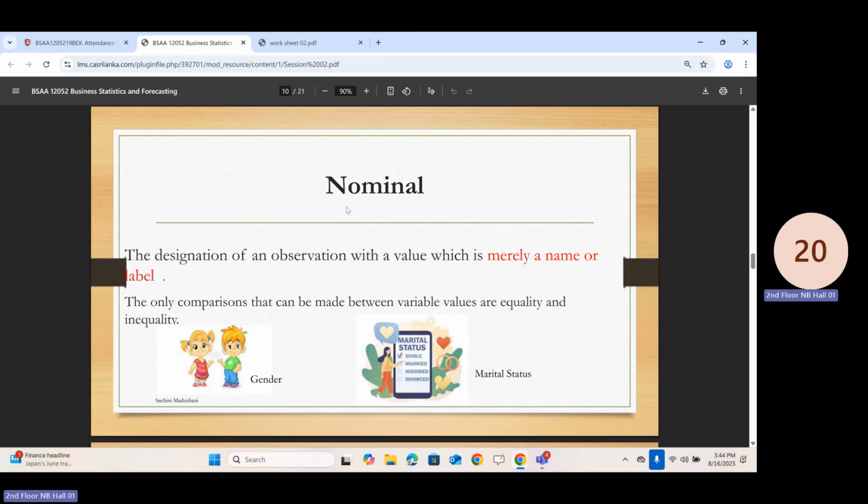There are 4 levels of measurements. Normally you know mathematical operations. What are the mathematical operations? Asking a basic question. Tell me, what are the mathematical operations?